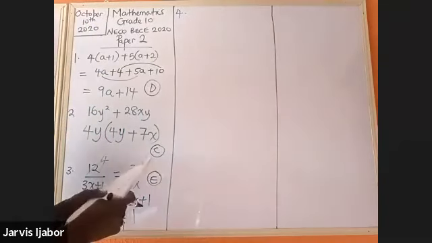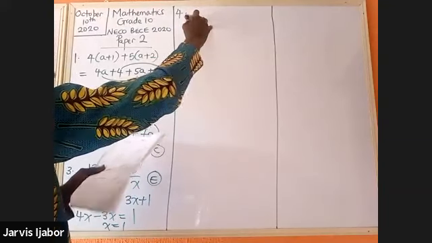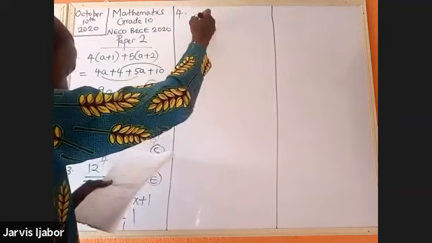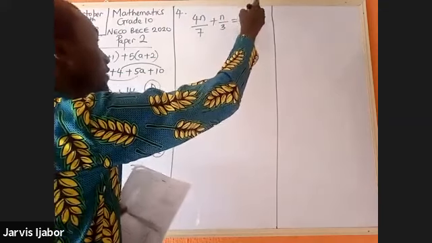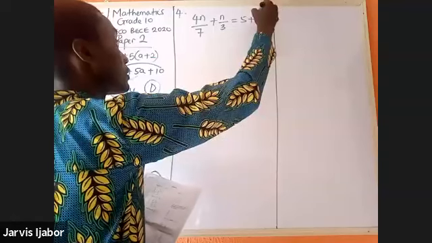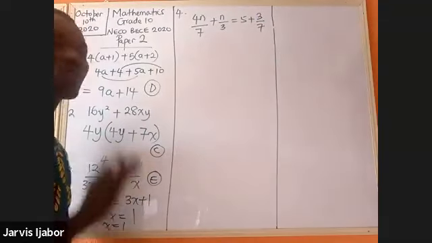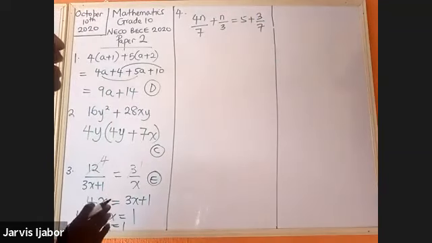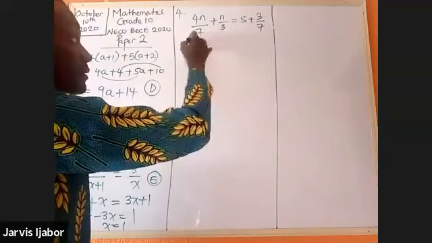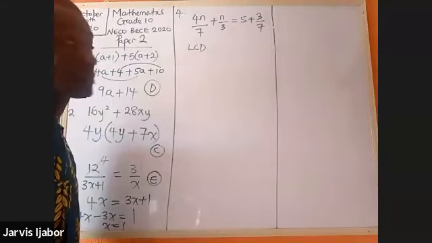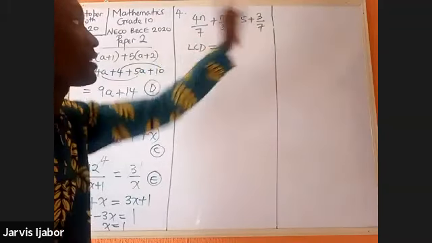In question 4, you are told to find the value of n if 4n over 7 plus n over 3 will be equal to 5 plus 3 over 7. Now, there are different ways you can go about solving this, and there are 2 clear methods you can use to solve this. I, as a person, usually prefer to look for the LCD and use the LCD to multiply through. In this scenario, the LCD is 21. The LCD will be to compare 7, 3, and 7.